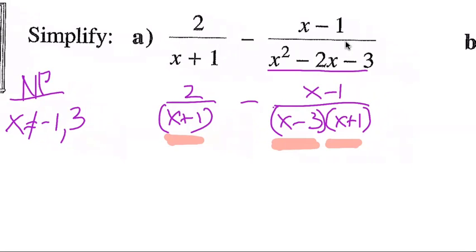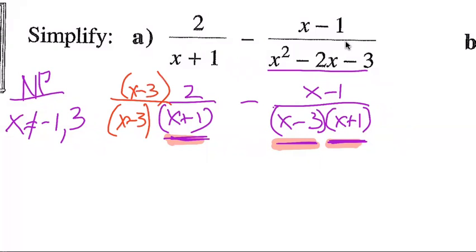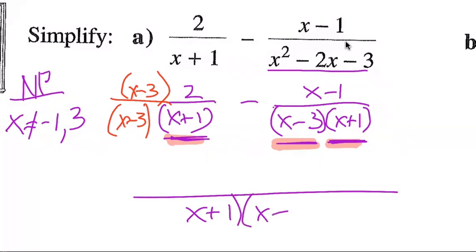So now you can see your common denominator is going to contain x plus 1 and x minus 3. Which means over here, I need to multiply in x minus 3. If I do it in the denominator, I need to do it in the numerator, right? So now I can write one big fraction over (x plus 1)(x minus 3).